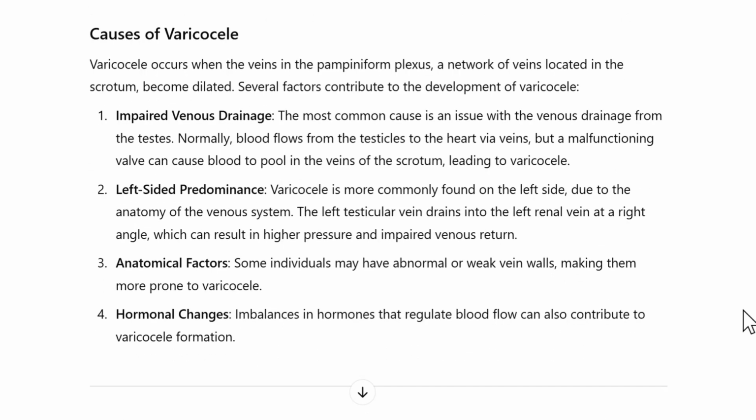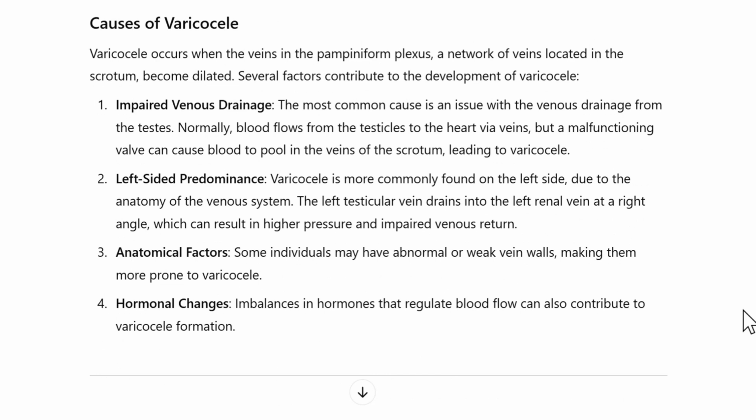Causes of varicocele. Varicocele occurs when the veins in the pampiniform plexus, a network of veins located in the scrotum, become dilated. Several factors contribute to the development of varicocele. 1. Impaired venous drainage. The most common cause is an issue with the venous drainage from the testes. Normally, blood flows from the testicles to the heart via veins, but a malfunctioning valve can cause blood to pool in the veins of the scrotum, leading to varicocele.